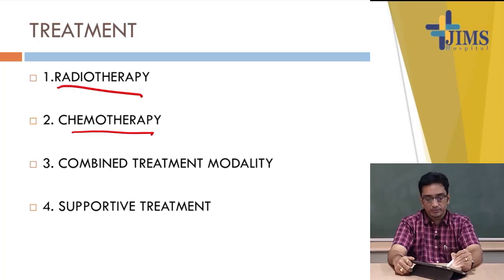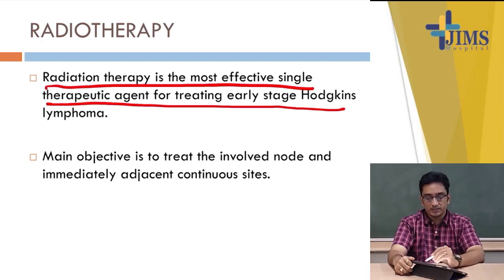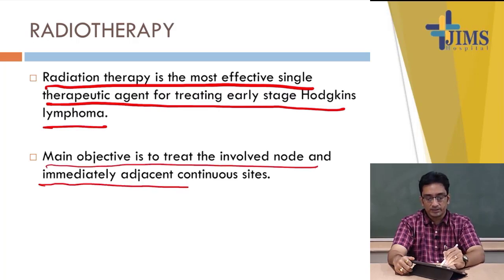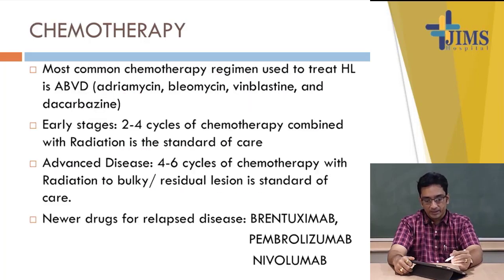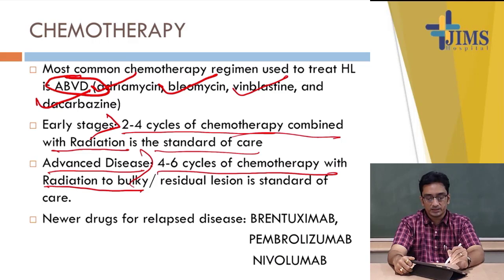Treatment is radiotherapy, chemotherapy, combined treatment modality and supportive treatment. Radiation therapy is the most effective single therapeutic agent for treating early stage Hodgkin's lymphoma. The main objective is to treat the involved lymph node and immediately adjacent contiguous sites. Chemotherapy most commonly used is the ABVD regimen: adriamycin, bleomycin, vinblastine and dacarbazine. In early stages, 2 to 4 cycles of chemotherapy combined with radiation is the standard of care. In advanced disease, 4 to 6 cycles of chemotherapy with radiation to bulky residual lesions is standard of care.